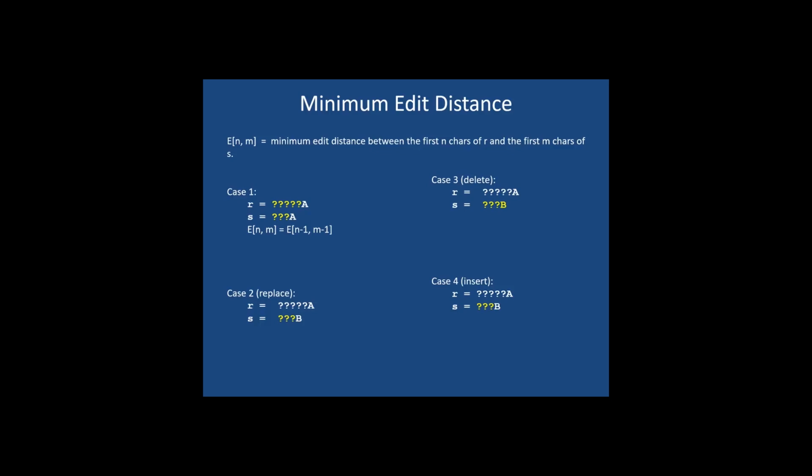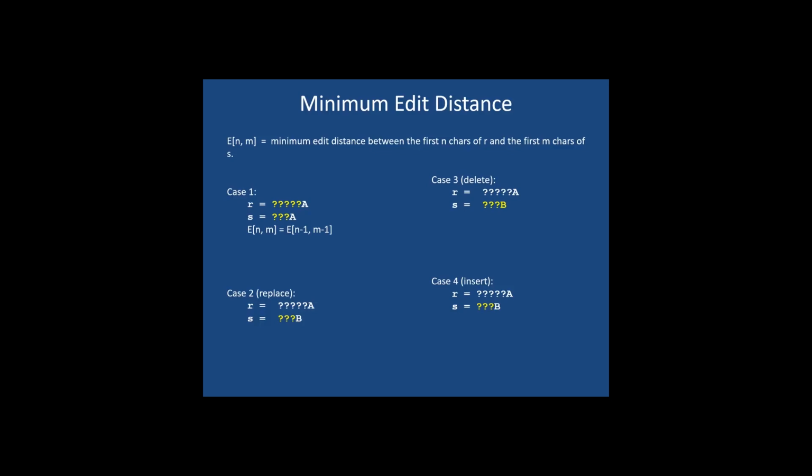Now, what about the case where they don't end in the same letter? There are 3 possibilities. We have to do something with this A to make it match up with this B down here. One thing we can do is replace the A with a B. Another thing we can do is just delete the A. Another thing we could do is insert a B at the end to match that B. So we're going to come up with a recursive definition for E of n comma m in all these cases.